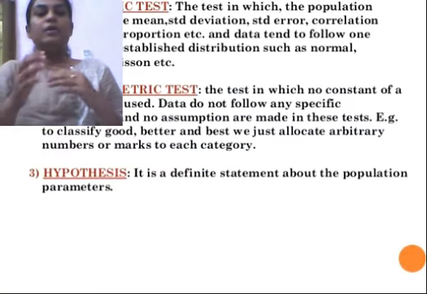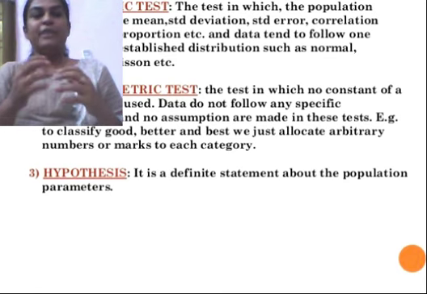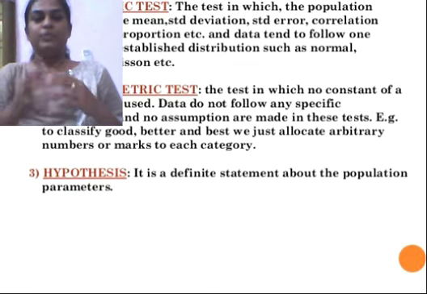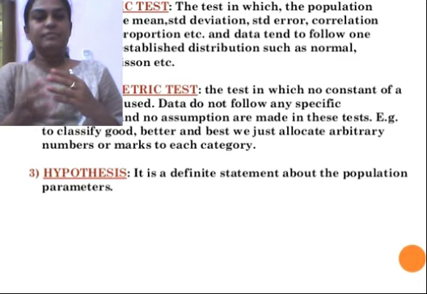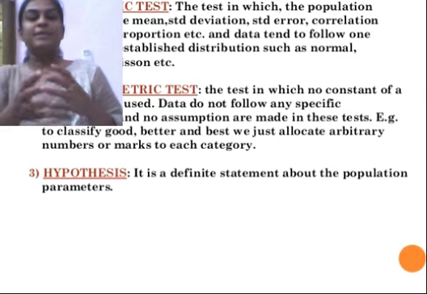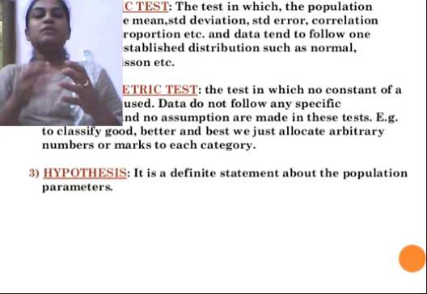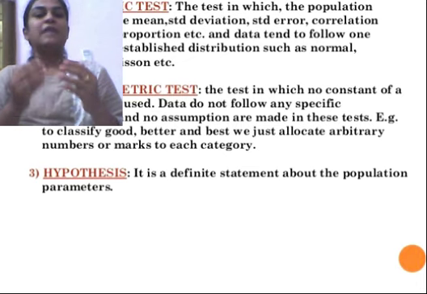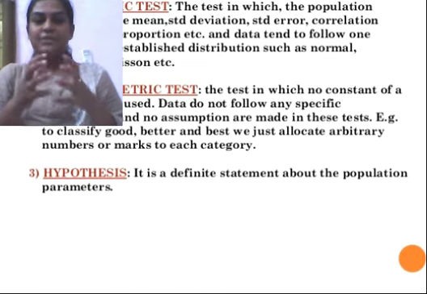Before entering into the original concepts of chi-square test and ANOVA test, let me tell you some important terms which will help you understand better. The terms are parametric test, non-parametric test, hypothesis, degree of freedom, and contingency table. One is parametric test. In this, the population constants like mean, standard deviation, standard error, proportions and correlation coefficients are all constant.